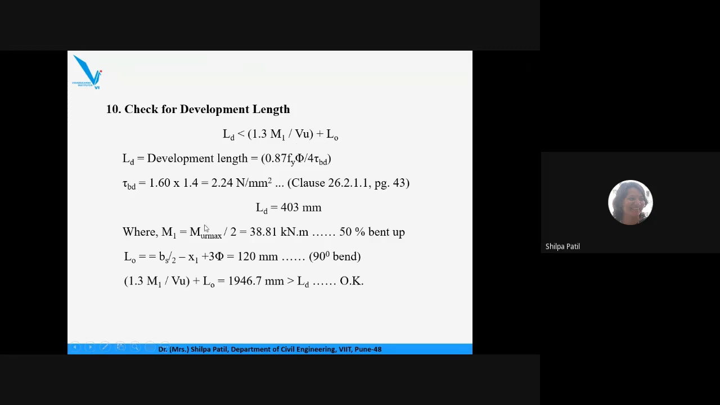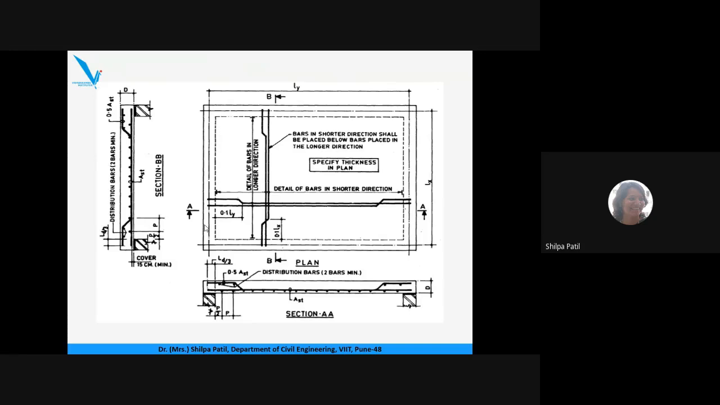Is it clear? So it was nothing new in this design. You may feel that it is exactly similar to the one-way slab. Yes, it is similar to the one-way slab, only we have calculated two depths, two effective spans and two areas of steel, so two spacings, and in both the directions there is a main reinforcement. Okay, so this is the diagram showing the reinforcement detailing for this particular example.